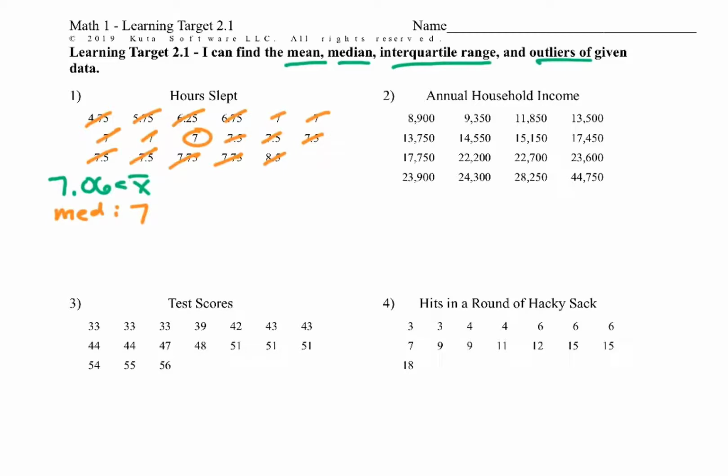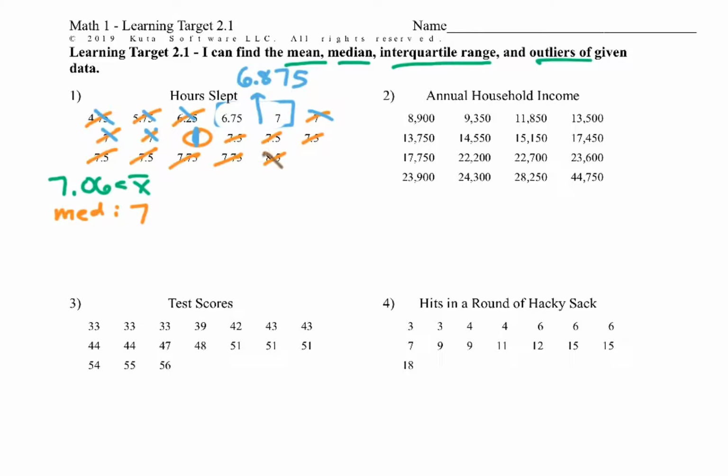Then to find the interquartile range, we use that median to find the first quartile. So in between 6.75 and 7, I find the average of those two. 6.75 plus 7 is 13.75, divided by 2 is 6.875. So that's my first quartile.